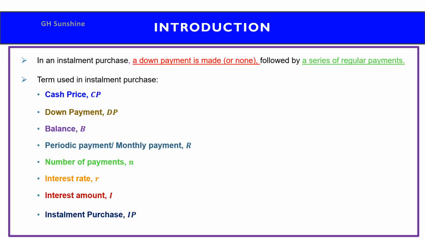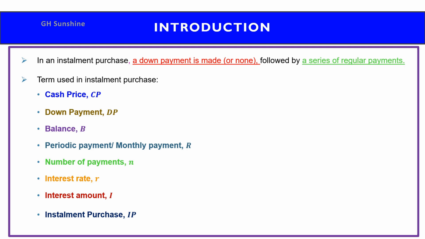First, look at the introduction. In any installment purchase, a down payment is usually required. The balance, which is the difference between the cash price and the down payment, will be charged interest based on two different methods: flat rate or reducing balance. The amount to be paid by installment is the sum of the balance and the interest amount charged.